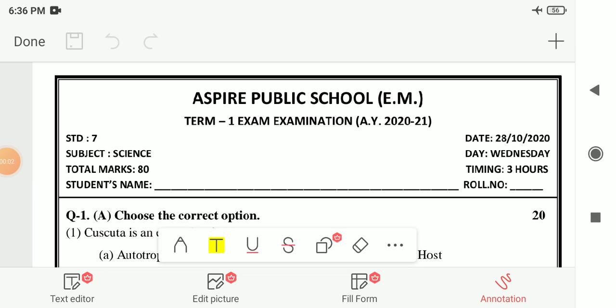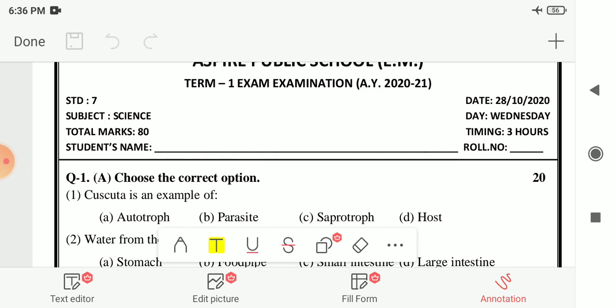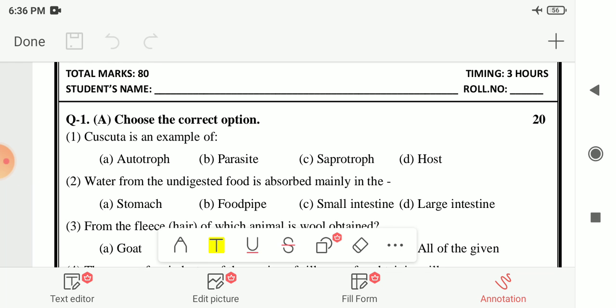Hello students, in this video we are going to solve our semester 1 final exam paper of class 7 subject science. Let me start the solution for this paper. In this paper the first question was question number 1A, choose the correct option.